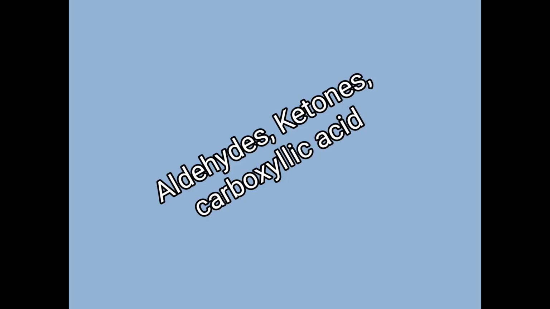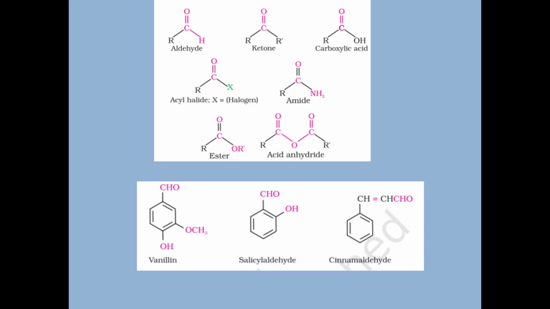Today I will start the chapter on aldehydes, ketones and carboxylic acids, that is, carbonyl compounds. This slide shows that the first one is aldehyde, RCHO, the second one is ketone, RCOR, the third one is carboxylic acid, RCOOH, and next are acyl halide RCOX, amide RCONH2, ester RCOOR, and acid anhydride RCOOCOR.